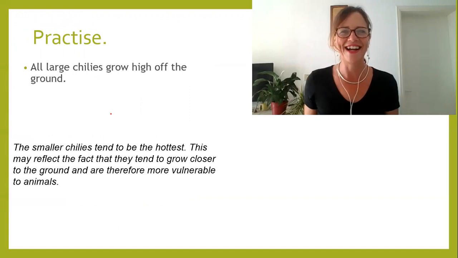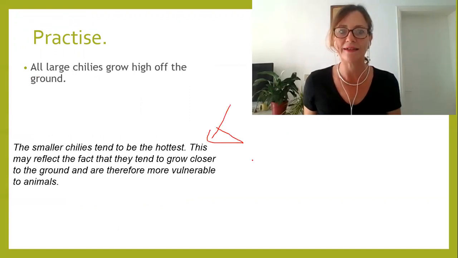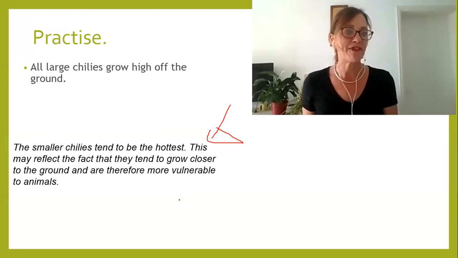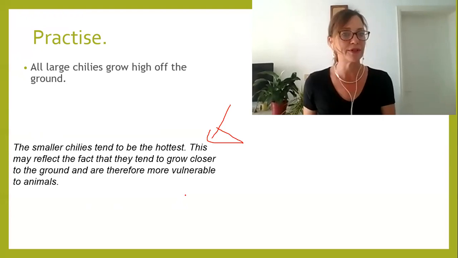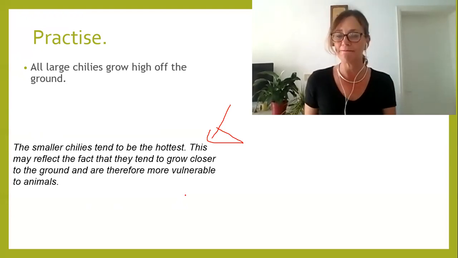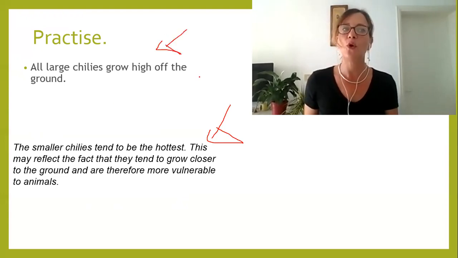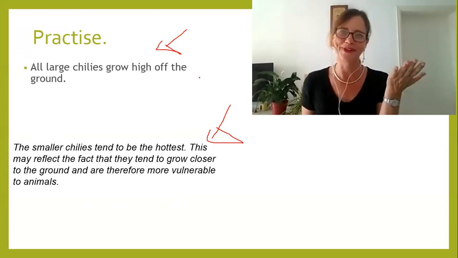One last one, guys. What do you think? So here's again, let's read this from the text. The smaller chilies tend to be the hottest. This may reflect the fact that they tend to grow closer to the ground and are therefore more vulnerable to animals. Okay. And the statement is, all large chilies grow high off the ground. What are we thinking? True, false, or not given?